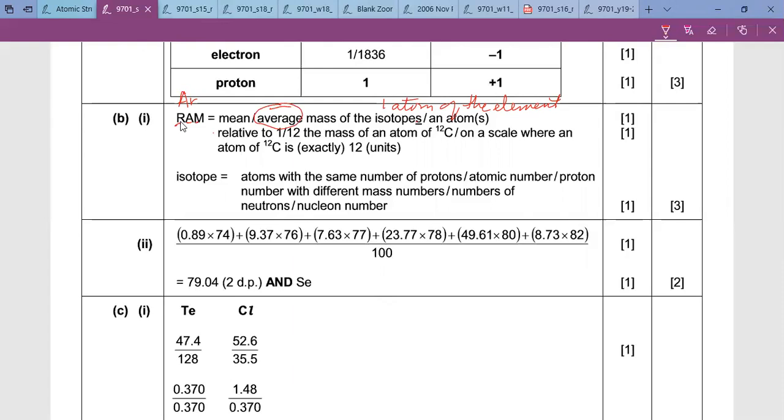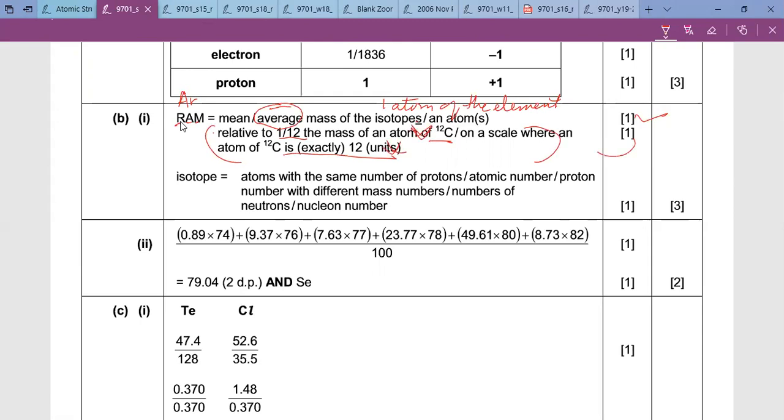Relative to, or compared to, you can put it as a ratio. The 1 mark is for the average mass of one atom of the element. You can put average mass of the isotopes or average mass of an atom, enough, but preferably one atom is the best. Relative to 1/12 the mass of the atom of carbon 12, where exactly they must put these two: 1 point here and 1 point here.